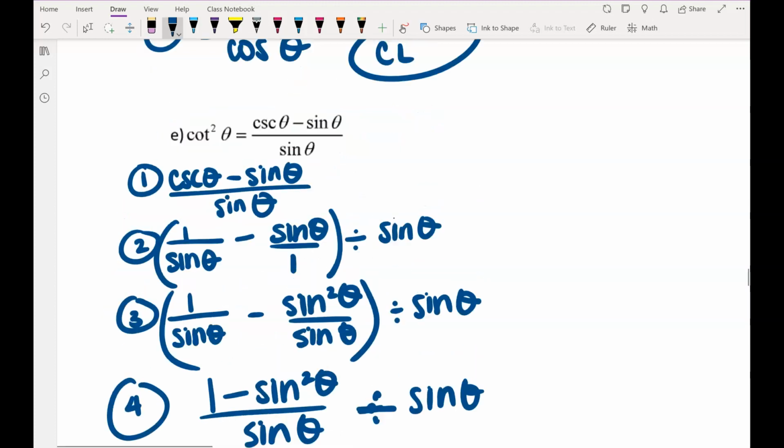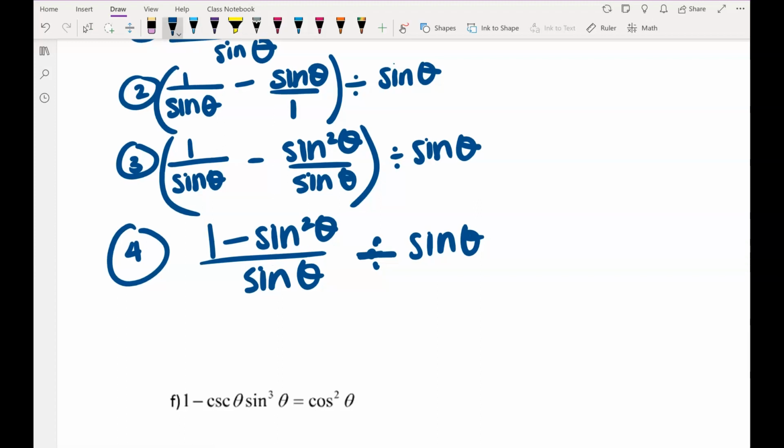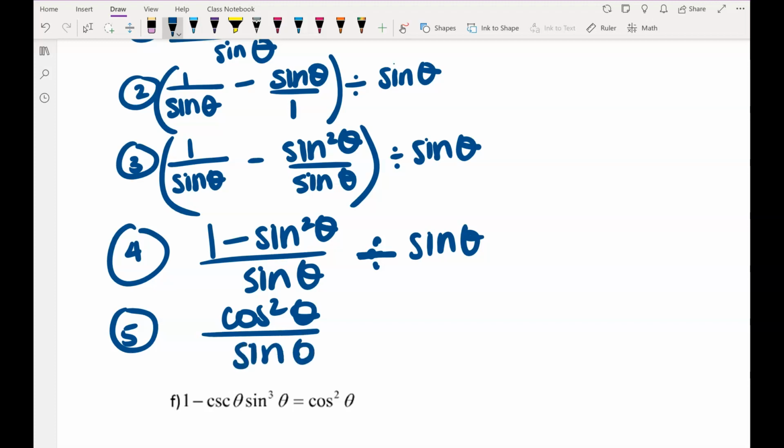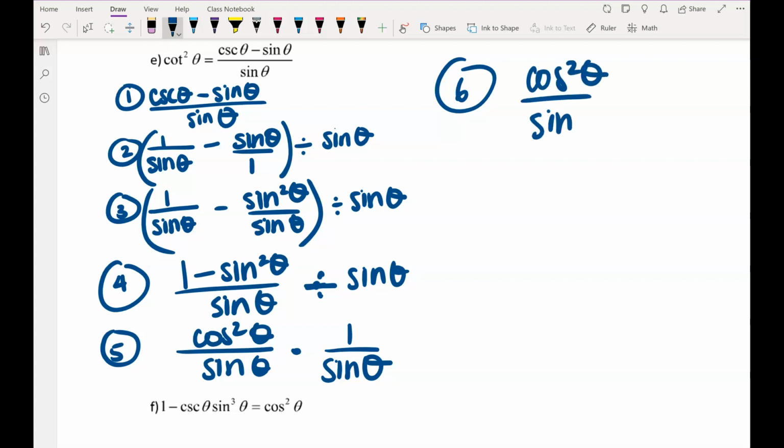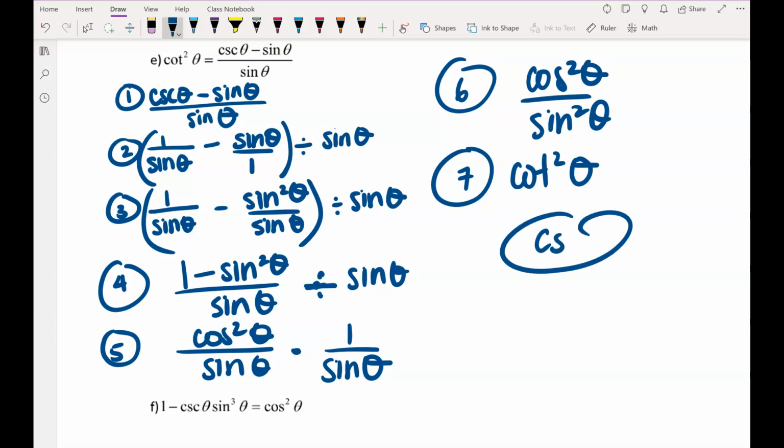What's our goal? I forgot. Cotangent squared? Okay. And this one becomes cosine squared? Yes. All right, over sine, like that? Yes. And then times 1 over sine? Yes. Okay. And step number 6, I'm up here. All right. And then what did you do? That equals cosine squared over sine squared. Okay. So then that equals cotangent squared. Perfect. Yay. You got it.